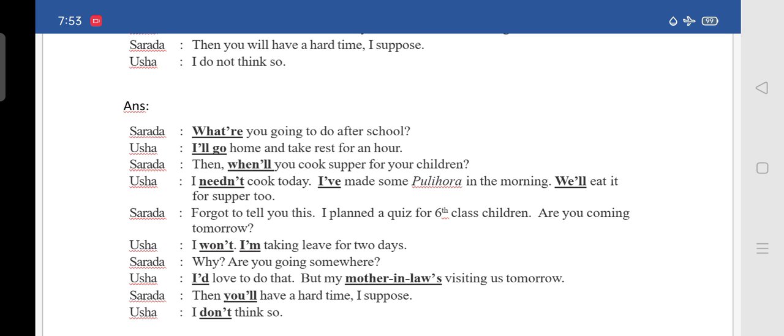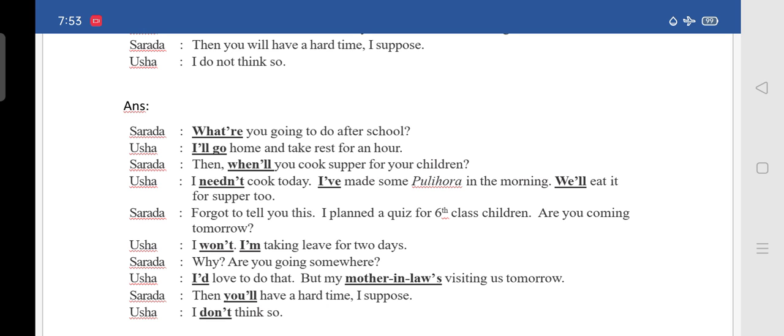Then what did Usha say? In place of "I need not cook today," we are writing "I needn't cook today." In place of "I have made," we are writing "I've made some pulihora in the morning." In place of "we will," we are writing "we'll eat it for supper too."